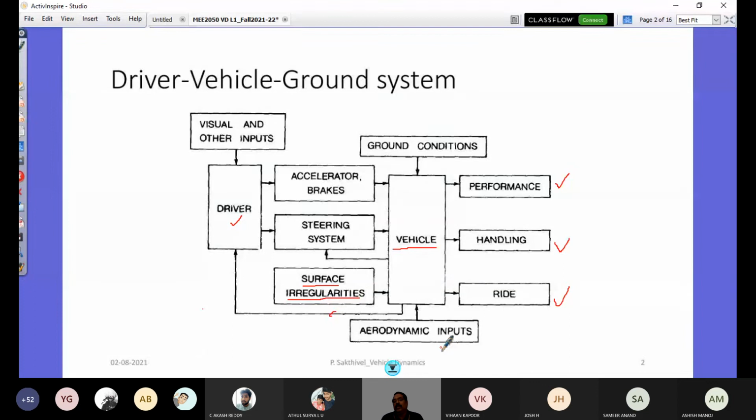So what is it that we may look at more? How do we model the road? How do you model your tire?